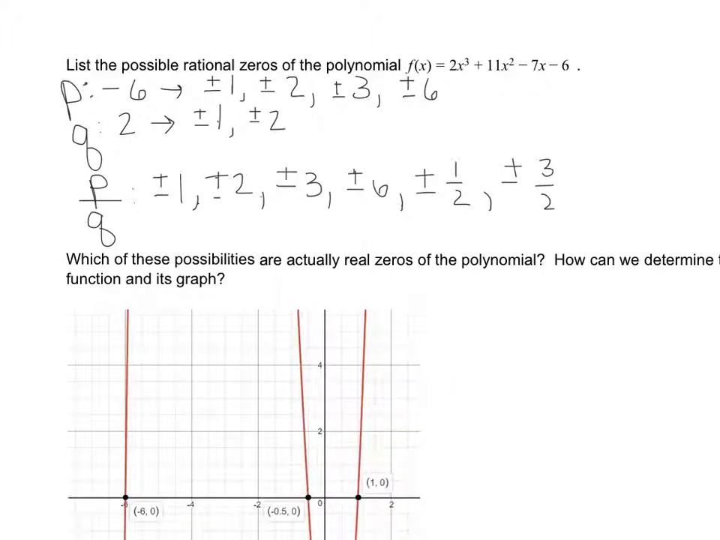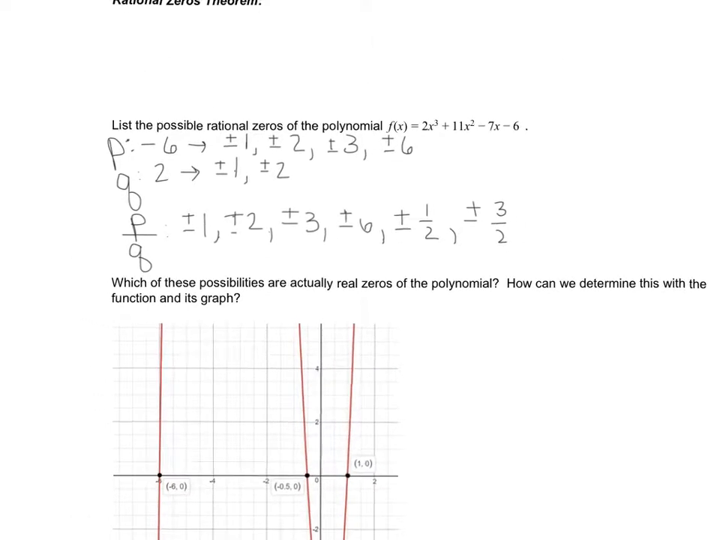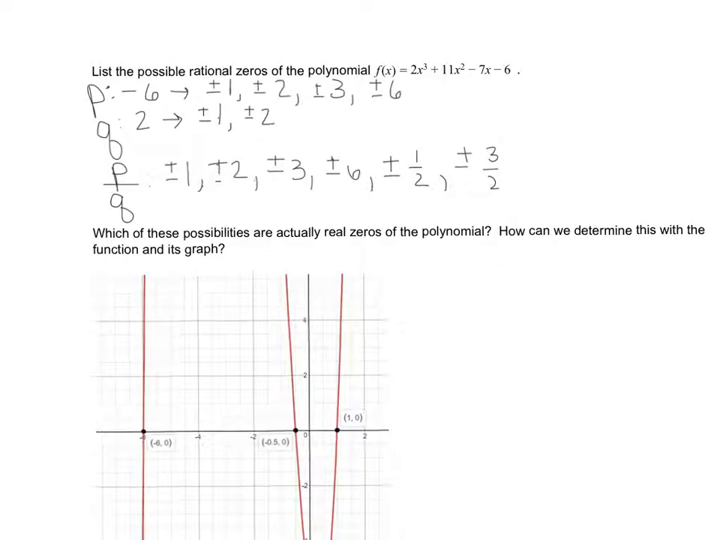There could be some complex zeros that we don't know about, but these are the only rational zeros that we can have. So now we actually want to know which of these are actually zeros of our polynomial and how we can determine this with the function and its graph. So if we were using the function, we could start testing these possible values using the remainder theorem and then using synthetic division to get our way to a quadratic that we could factor. Or we can just graph them to figure out how many of those are real zeros and then use synthetic division or the quadratic formula to find the rest of them.